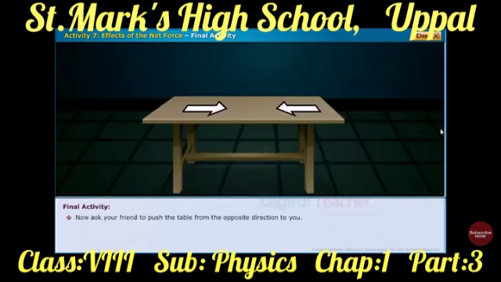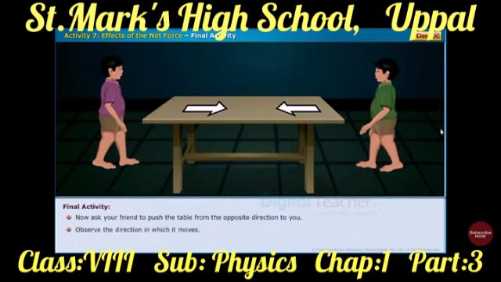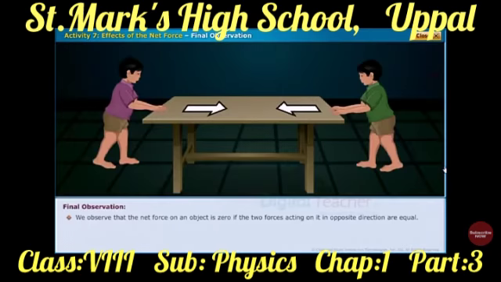Now, ask your friend to push the table from the opposite direction to you. Observe the direction in which it moves. We observe that the net force on an object is zero if the two forces acting on it in opposite directions are equal.